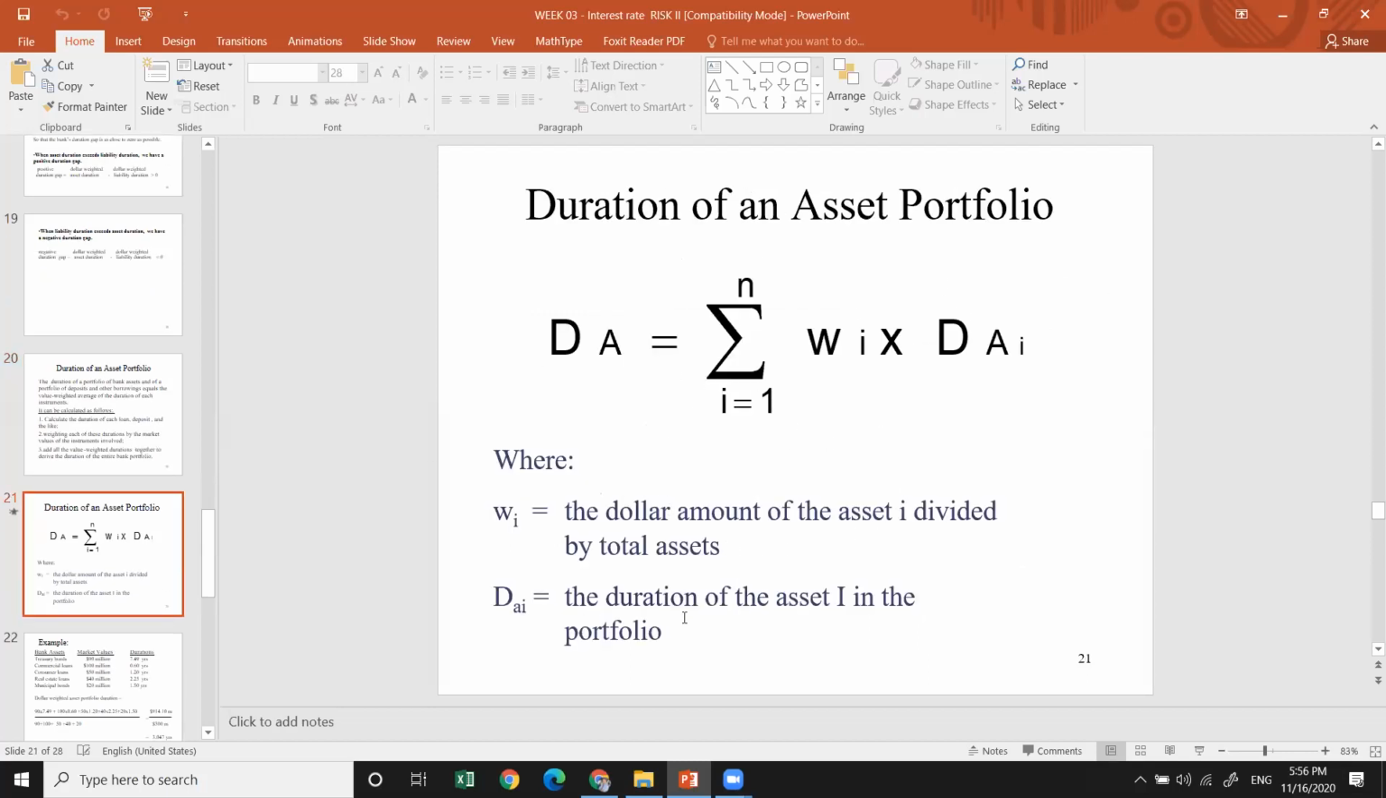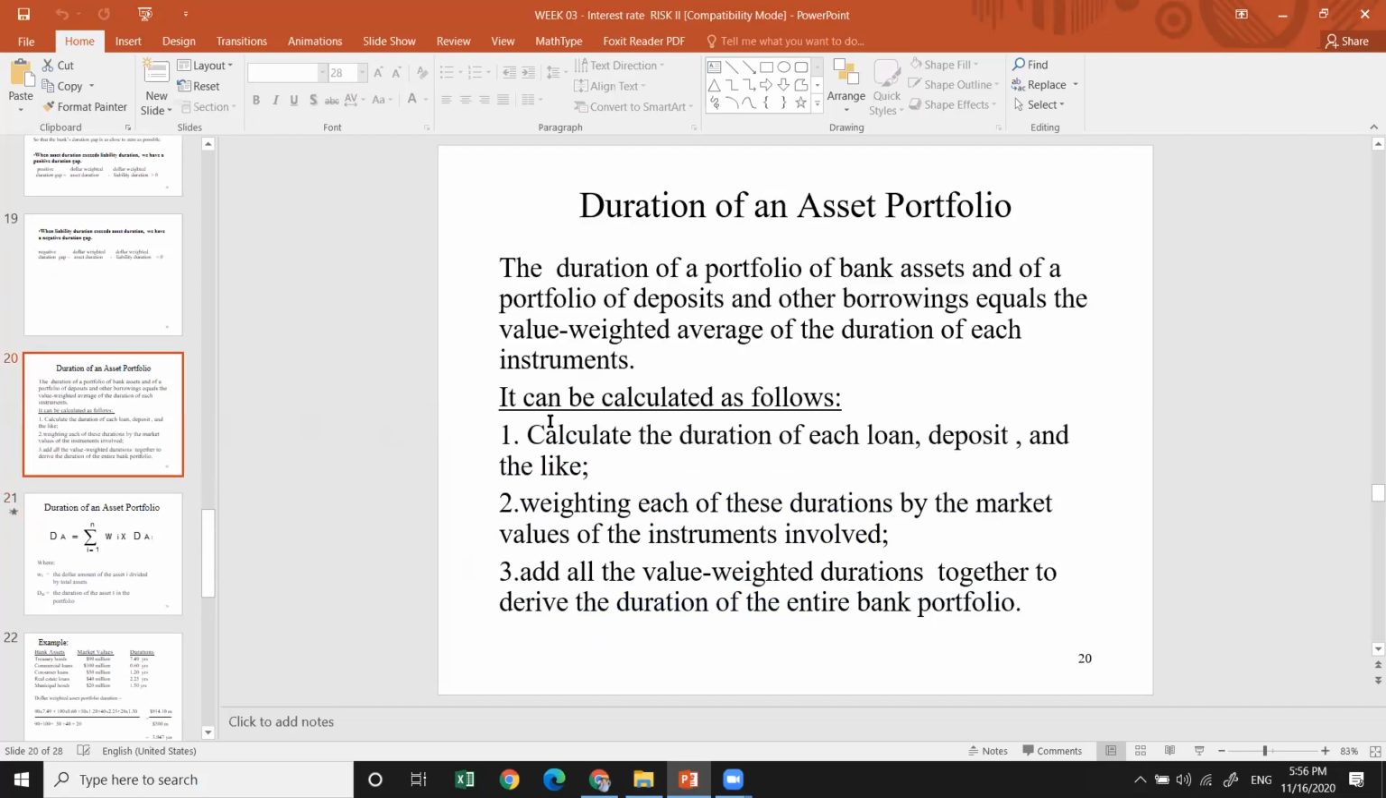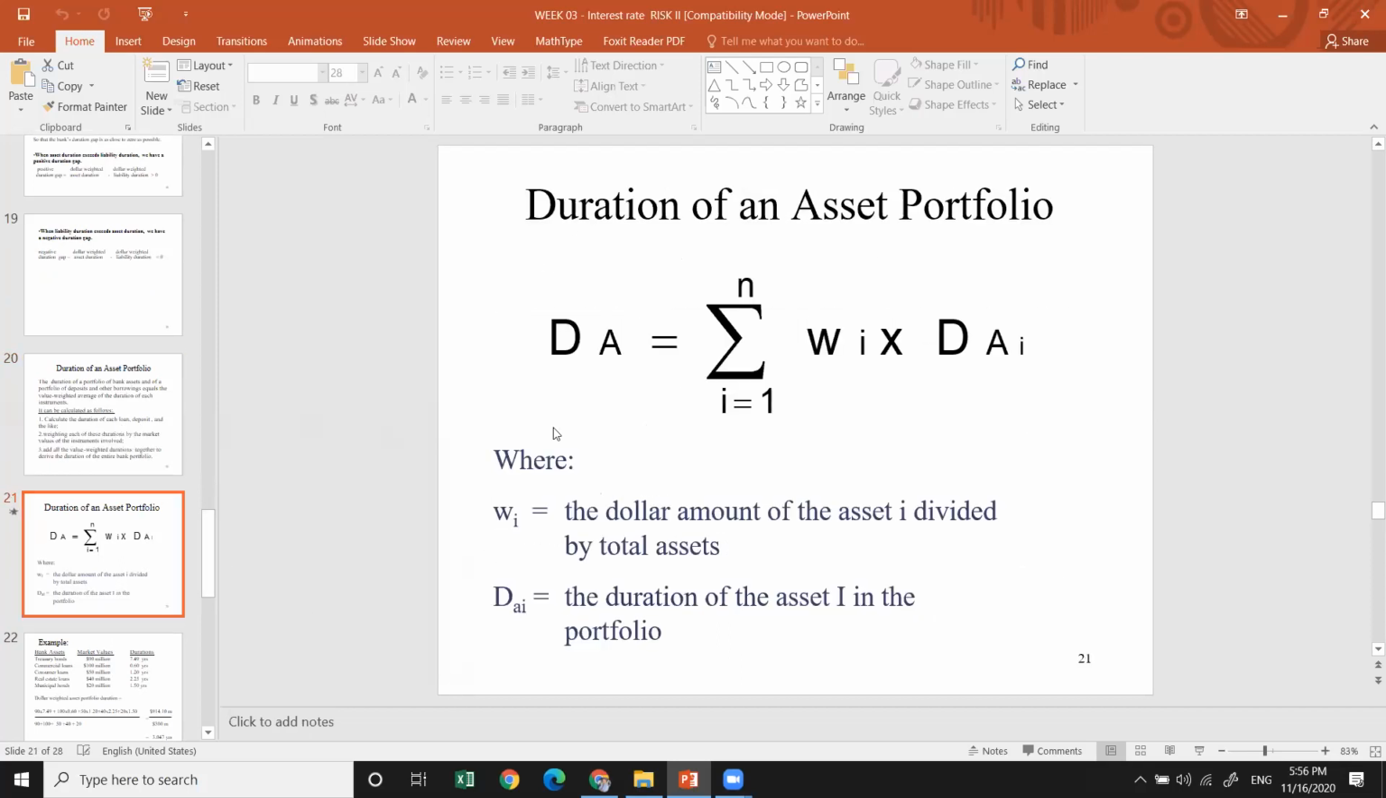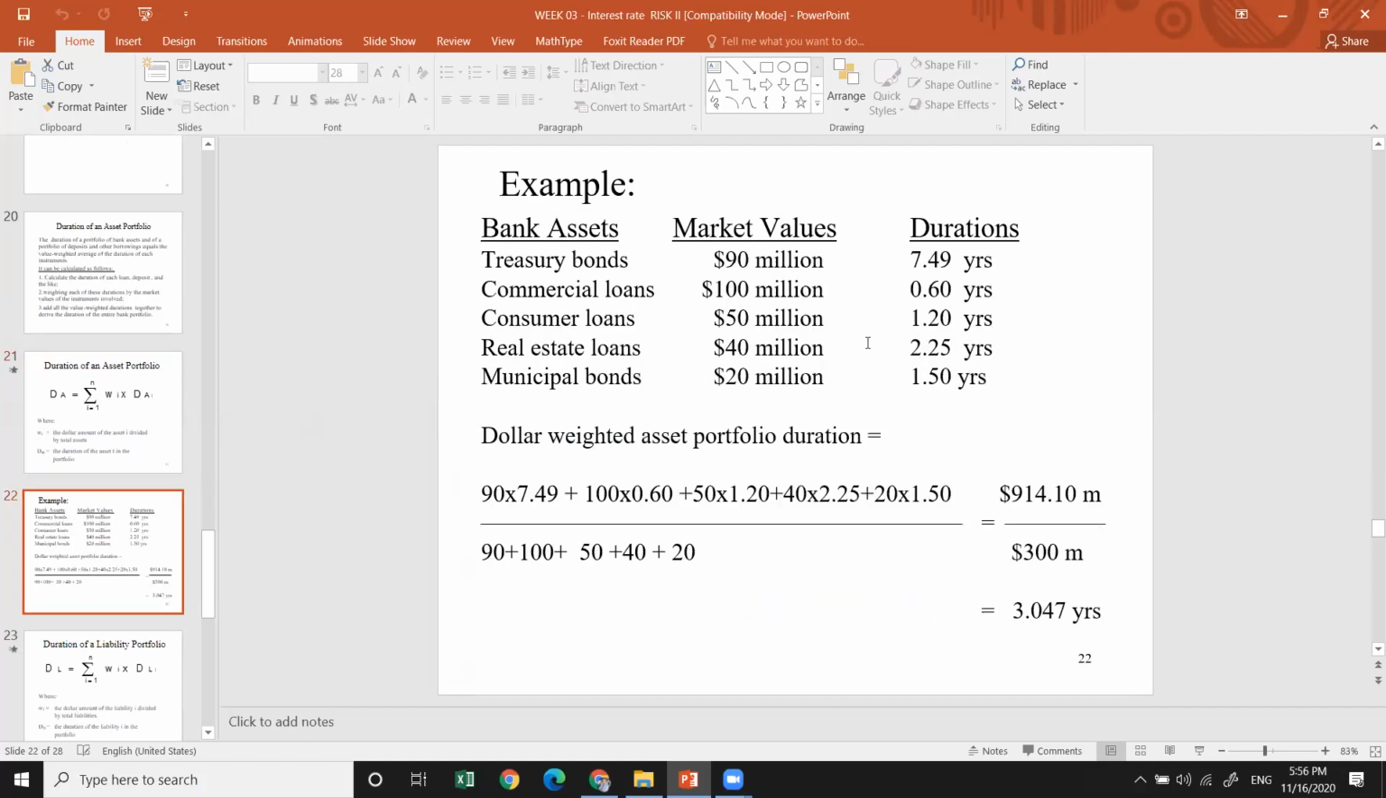This is the formulation that was described above. These are the 3 steps of calculation of the weighted dollar duration. An example is given here: treasury bonds, commercial loans, consumer loans, real estate loans, and municipal bonds. The number of years is here. The duration for each is calculated, along with the market values.